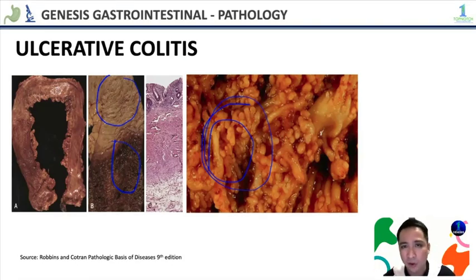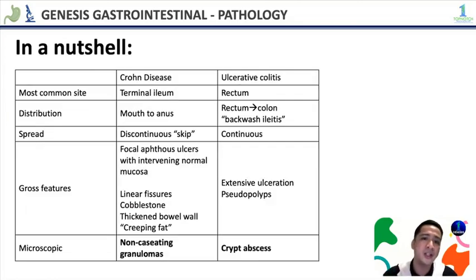Remember, what is a true polyp? What is a characteristic of a true polyp? A true polyp is a lesion that grows above the epithelial layer. And this is not; this is a pseudopolyp. So in a nutshell, this table represents the major comparison between your Crohn's disease and ulcerative colitis. Take note, the most common site for Crohn's disease is the terminal ileum. In ulcerative colitis, we have the rectum.